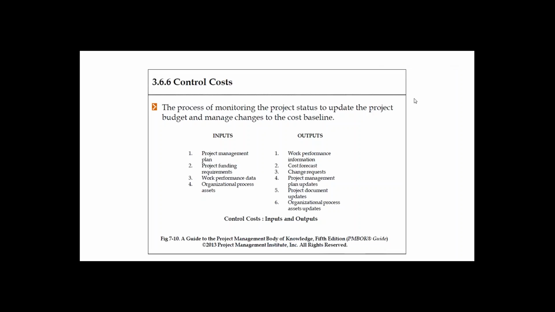Okay. So the inputs: project management plan, project funding requirements, work performance data, organization process assets. Outputs: work performance information, cost forecast, change requests, project management plan updates, project document updates, and OPA updates.